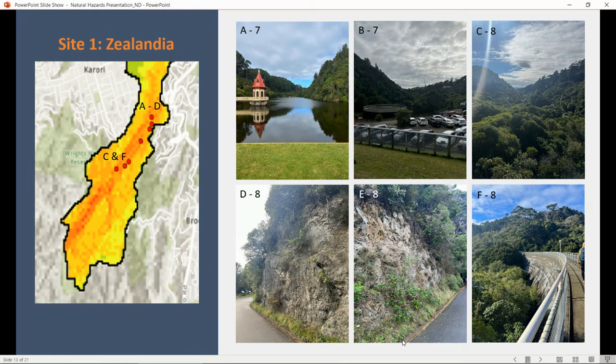For photos D and E, we had exposed rock faces along the walking path, which shows how fractured the rock is in this area, due to the extreme pressure of being less than 100 meters from the fault line. This had a hazard rank of 8. For photo F, that was the upper dam. Again, this had a risk of damage in an earthquake, flooding, and landslides. But this was a little bit less likely due to the lower water level behind this dam. This had a hazard rank of 8.